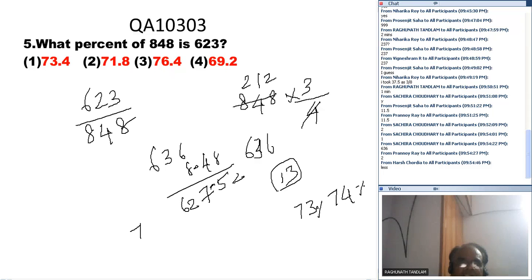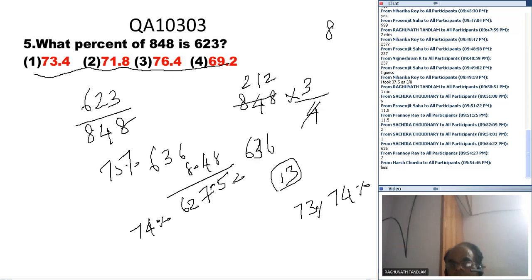This is 74%, this is 75%. Why did it become 75%? All options are around 75. And I know that 848 is divisible by 4. 75% can be written as 3 by 4. It makes it easier to calculate and answer a question.